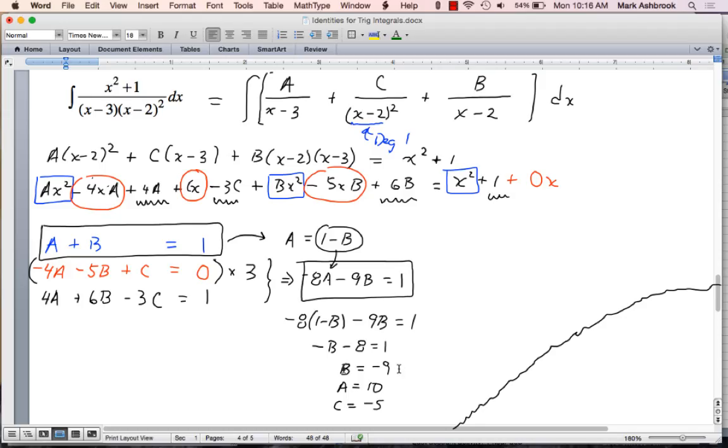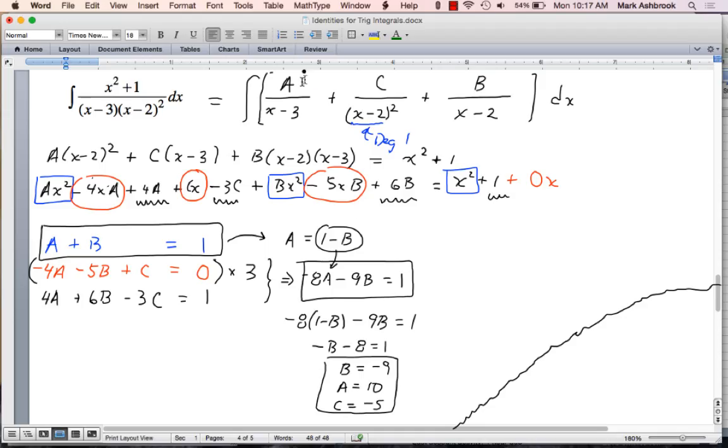So for b equals negative 9, I just came back to this equation to get a. And then once I have a and b, I came to this second equation. I plugged in my a and b and solved for c, which was negative 5. Anybody have a question on that? So now we got it, right? Because now we have those coefficients up there.